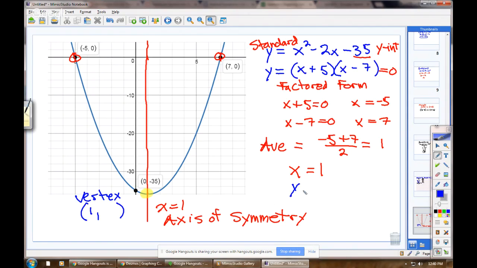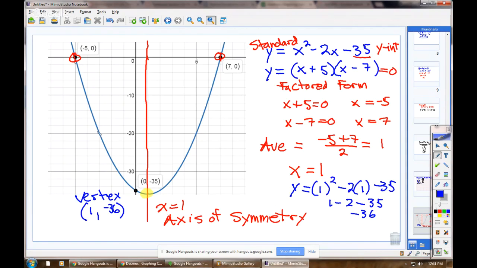So the y value would be 1 squared minus 2 times 1 minus 35. So that would be 1 minus 2 minus 35, which is going to give me negative 36. So the vertex here is (1, -36). So the vertex is usually a lot of work to find. No big deal. But it's an important point.